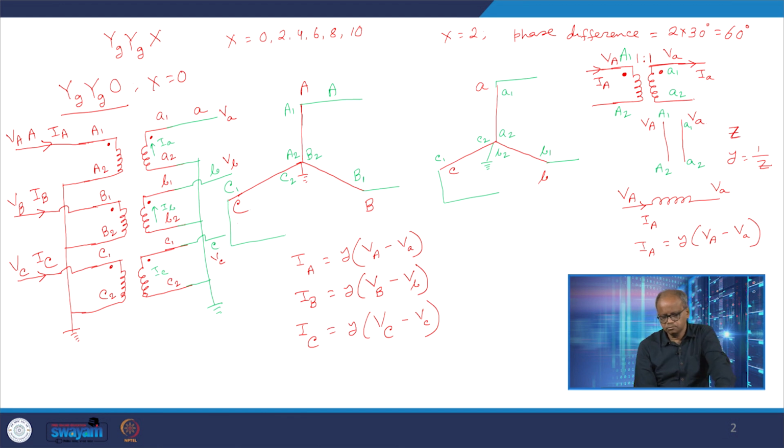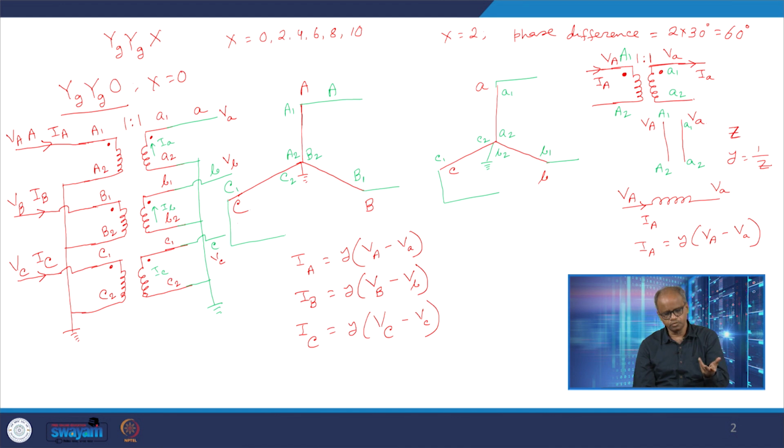Now, as we also know from the convention of the dot diagram, I capital A, which is entering the dot position at the primary side, would be in phase with the current I small a, which is going out of the dot position at the secondary side. And if the turns ratio is 1:1, then obviously they would be the same. So here also let us assume that this turns ratio is 1:1 for the sake of simplicity, right?